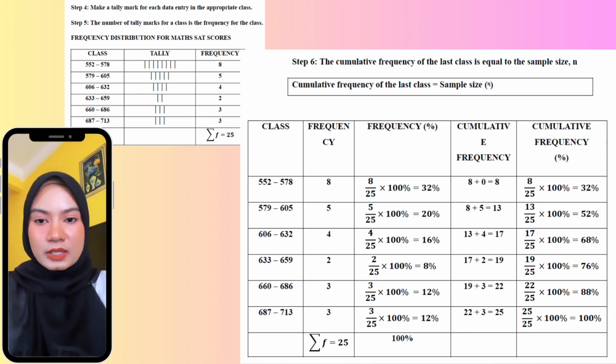So, this is the table for frequency, percentage frequency, cumulative frequency, and percent cumulative frequency. The formula of frequency percent is frequency divided by sample size n, then multiplied by 100%. The formula for cumulative frequency is calculated by adding each frequency from a frequency distribution table to the sum of its predecessors, while the formula for cumulative frequency percent is CF divided by sample size.